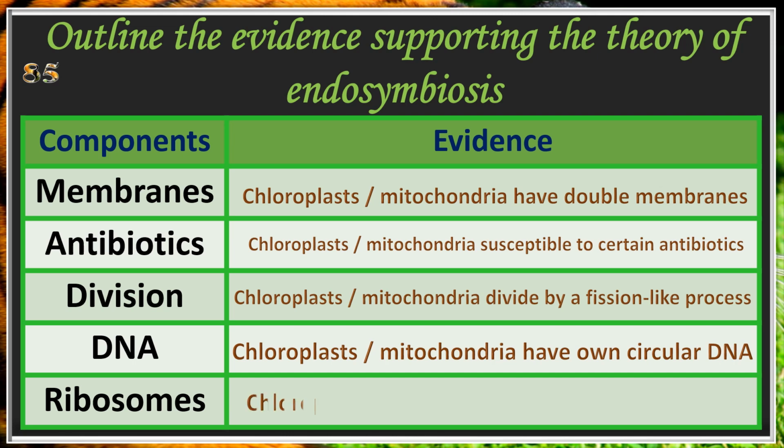Ribosomes. Chloroplasts and mitochondria have 70S ribosomes.